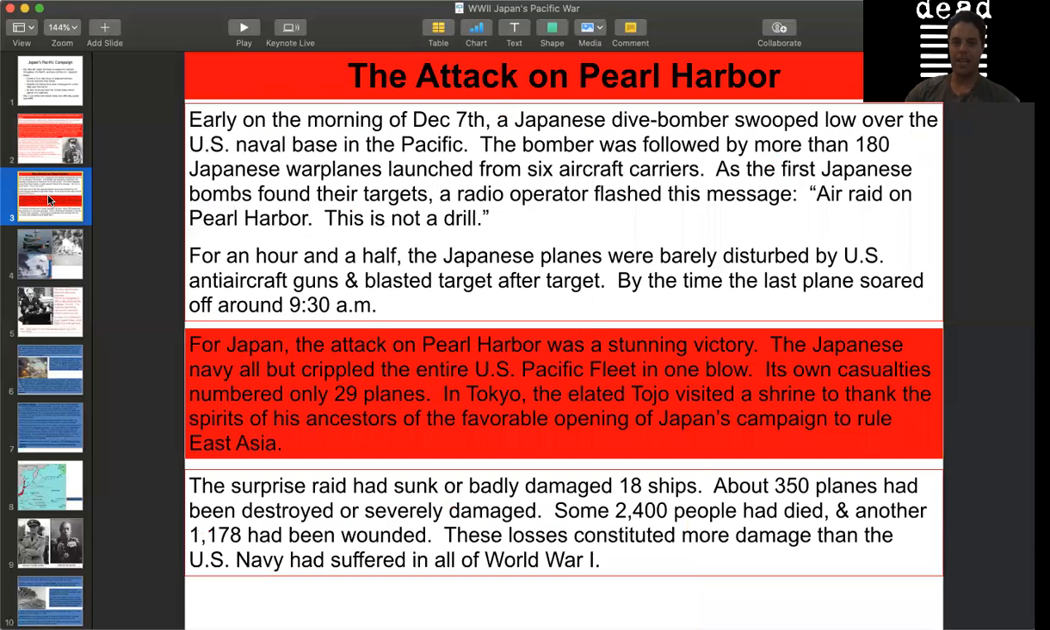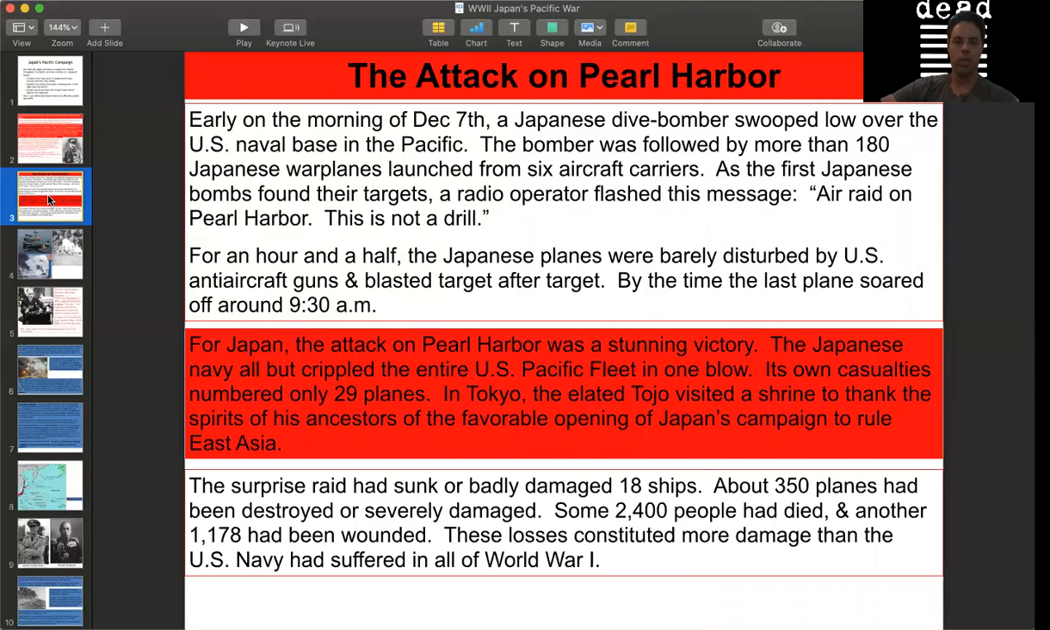Obviously, that attack came. And that attack came on December 7th. Early in the morning, a Japanese dive bomber would swoop low over the U.S. naval base in Pearl Harbor on the Hawaiian island of Oahu. And the bomber was followed by 180 more Japanese warplanes that launched an attack from six aircraft carriers.